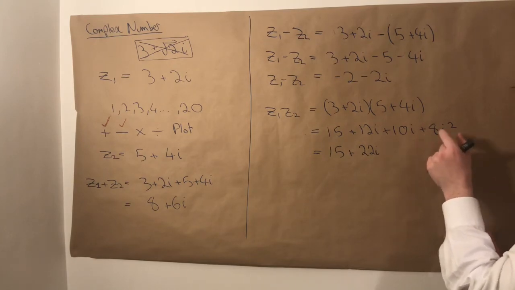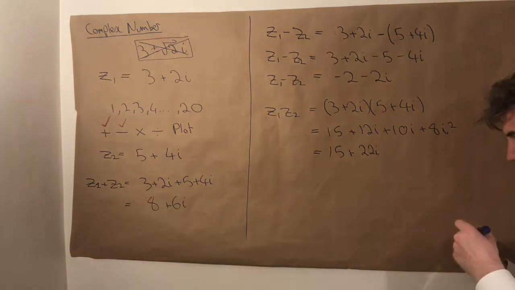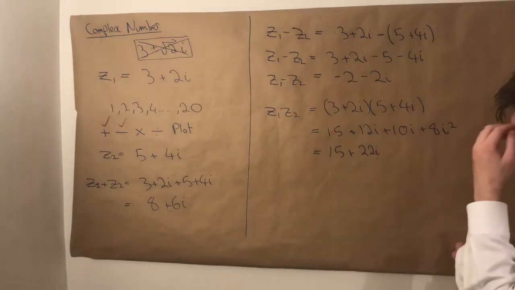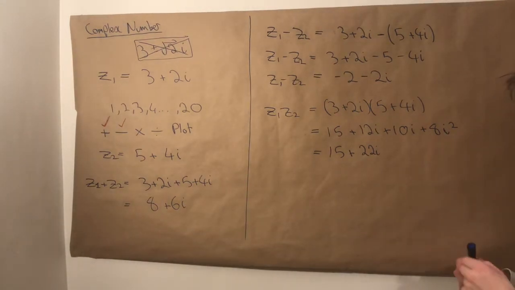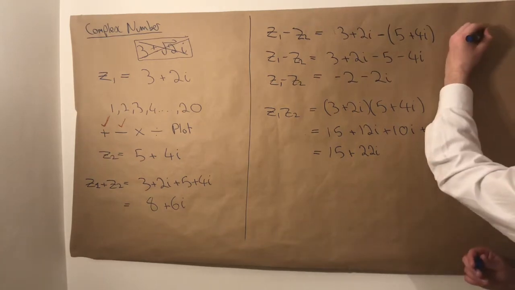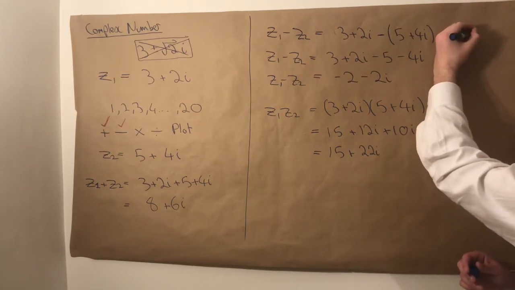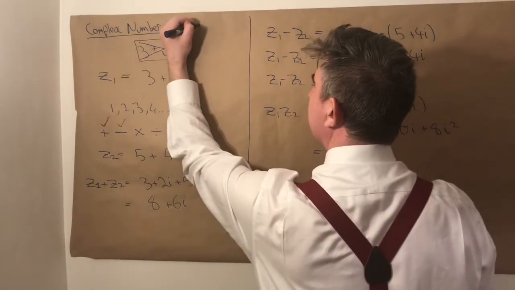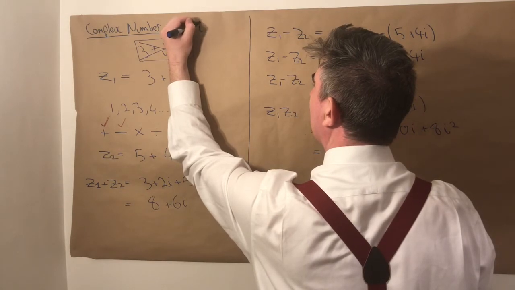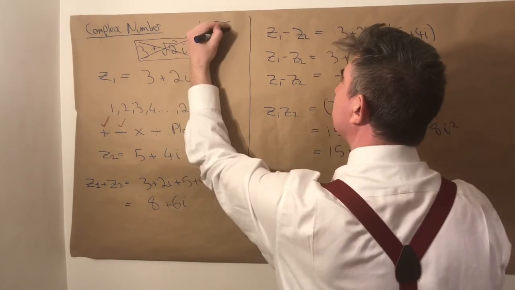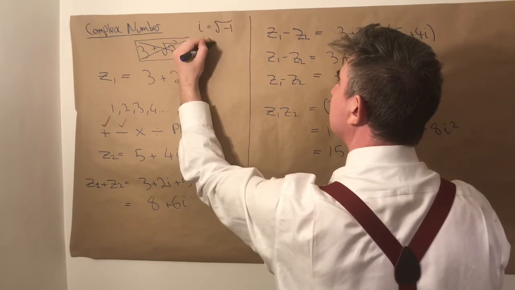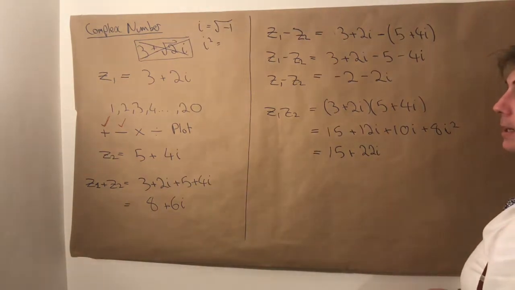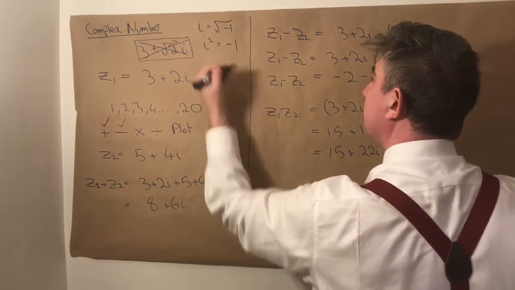Now, let's cast our mind back to when we were introducing this topic. Can anyone remember what i squared was defined as? Remember I wrote down that i by itself is equal to the square root of minus 1. And because of this, what's i squared equal to? Yeah, so i squared must equal minus 1.